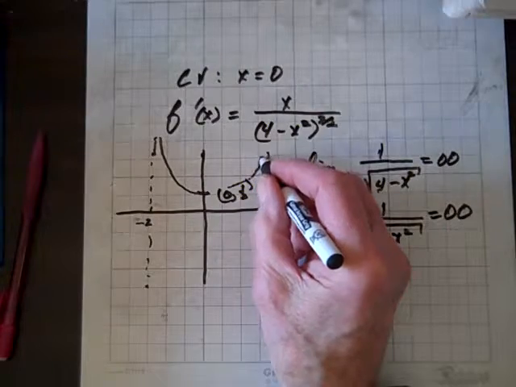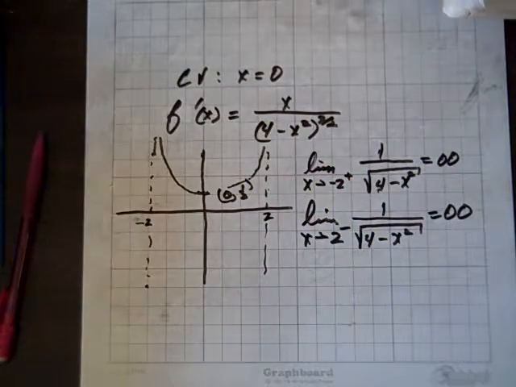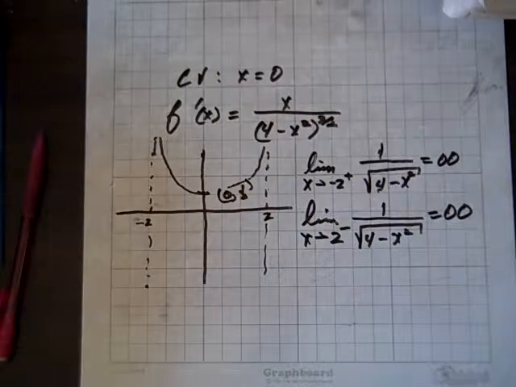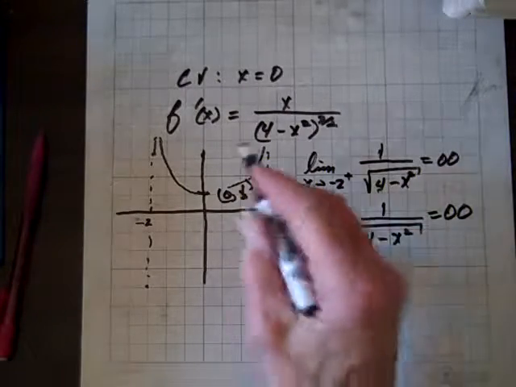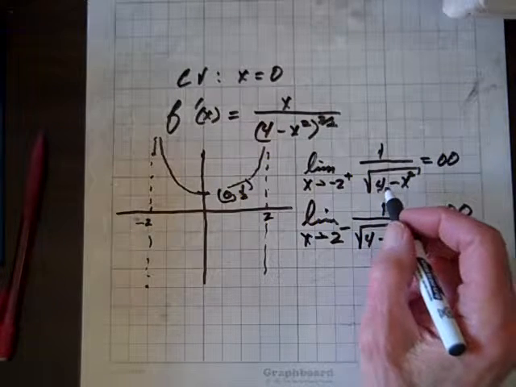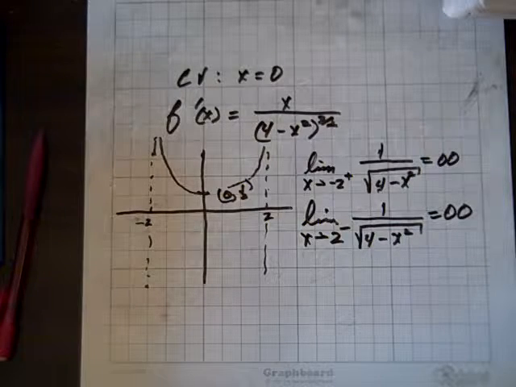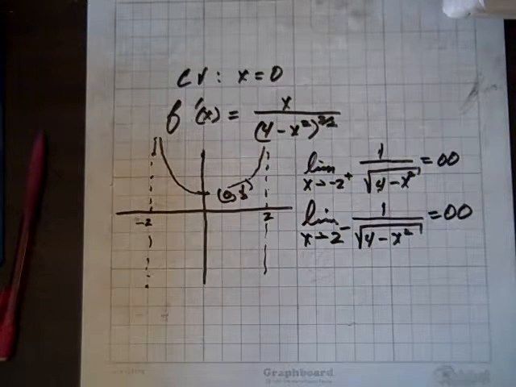Okay, so there. Our task was to sketch a graph using the calculus, and we just did that. We used the critical value, and we also looked at the limits as x goes to plus or minus 2 from above or below. And so we're done.